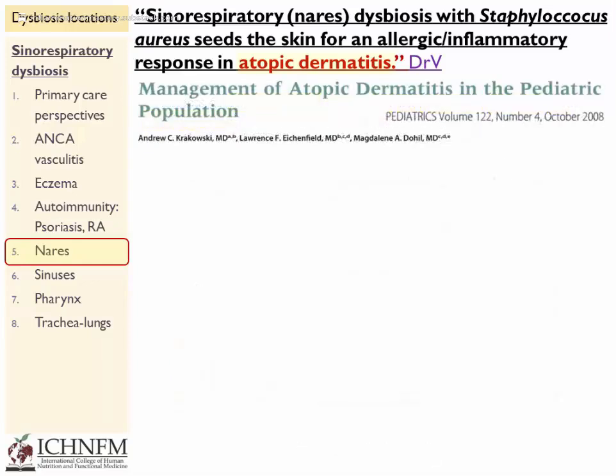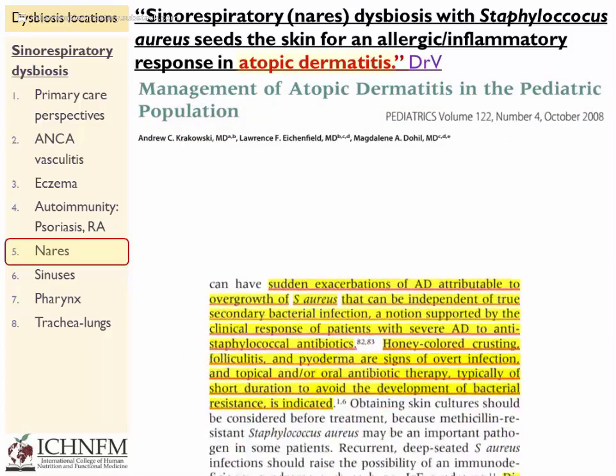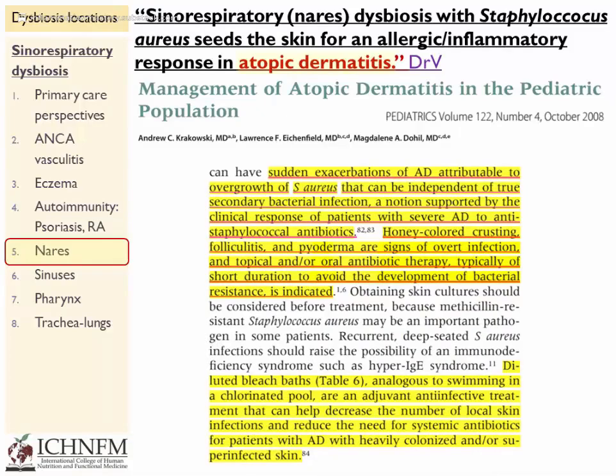Let's take a look at this article, Management of Atopic Dermatitis in the Pediatric Population. This was published in 2008 in the journal Pediatrics. Sudden exacerbations of atopic dermatitis attributable to overgrowth of Staphylococcus aureus can be independent of a true secondary bacterial infection. Honey-colored crusting, folliculitis, and pyoderma are signs of overt infection, and topical and/or oral antibiotic therapy, typically of short duration to avoid the development of bacterial resistance, is indicated.